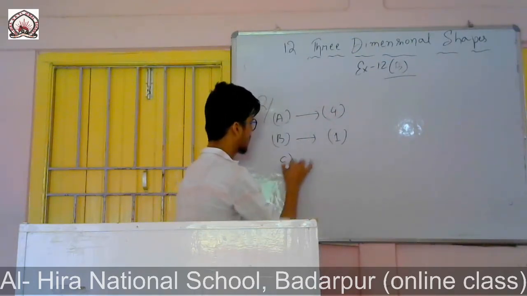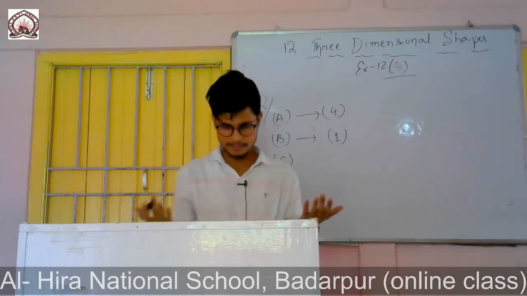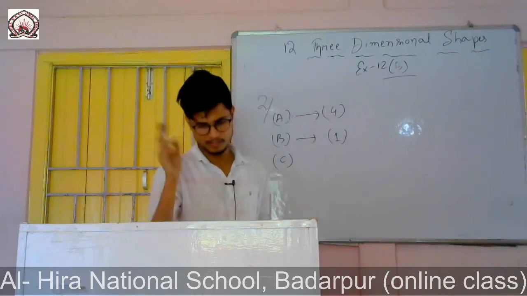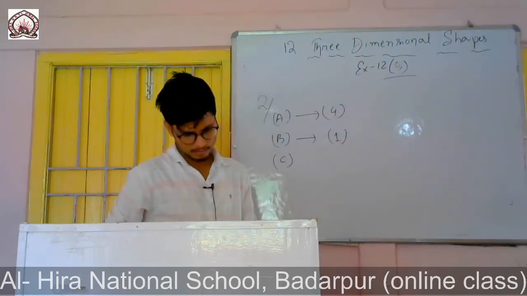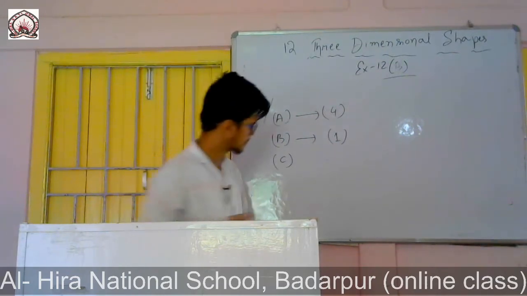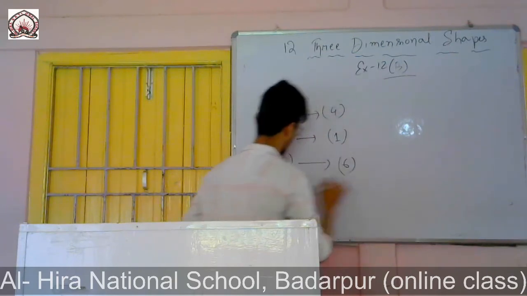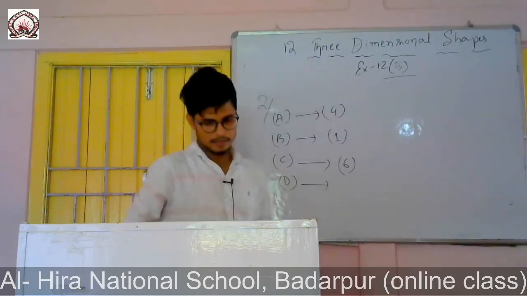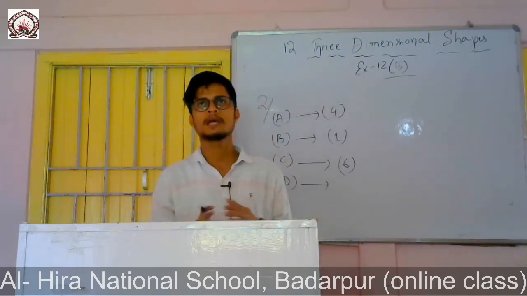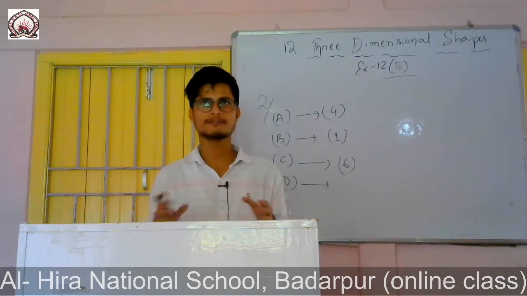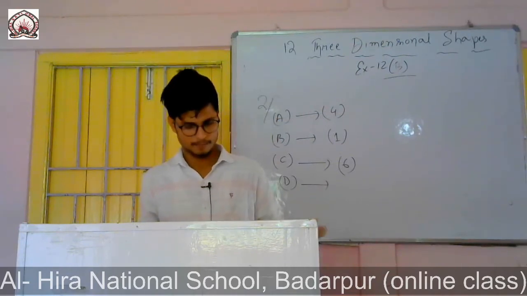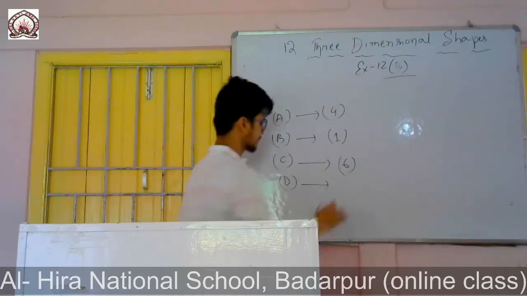Then C, cylinder. A cylinder has one flat rectangular face and two circular faces. You see only one net is given like this, number 6. So C answer is 6. Then D, it is given cube. In case of a cube, there will be 6 squares of the same side length. So D answer will be 5.